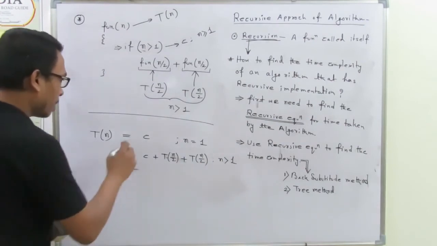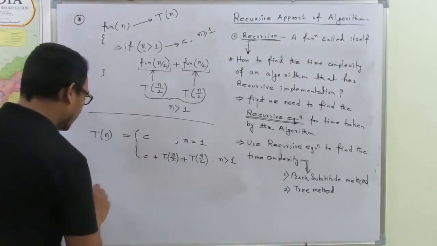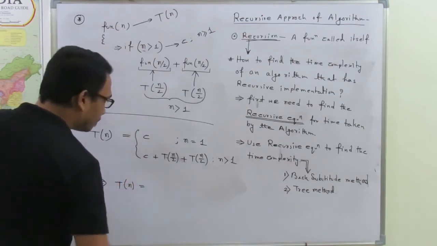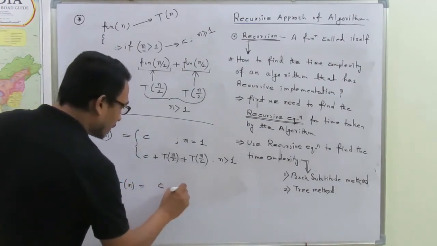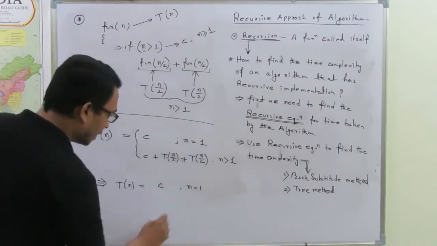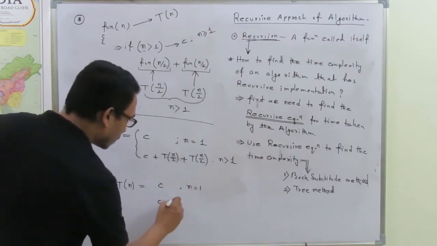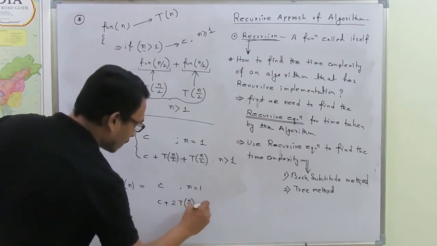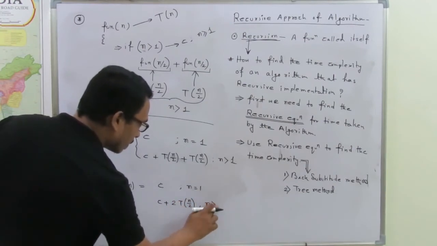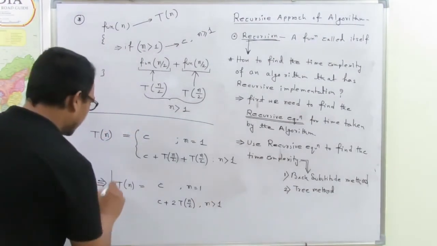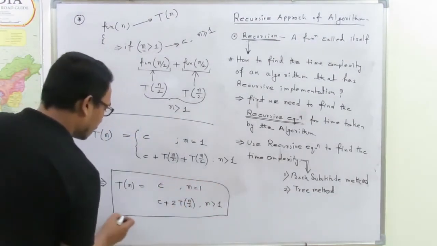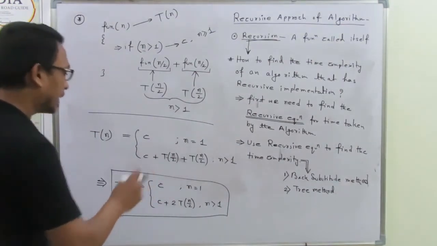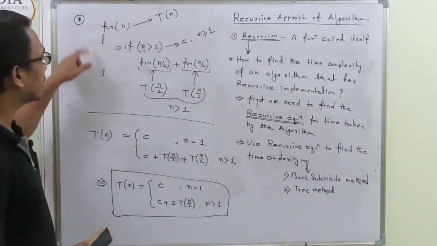Clear? Now we can simplify this equation like that. T of n will be constant when n equal to 1, and constant plus 2 T of n by 2 when n is greater than 1. So this is our recursive equation equivalent to this particular function.